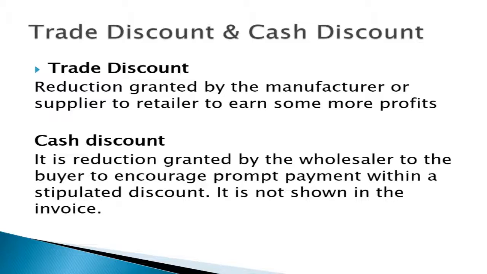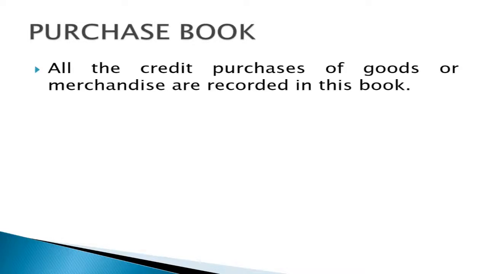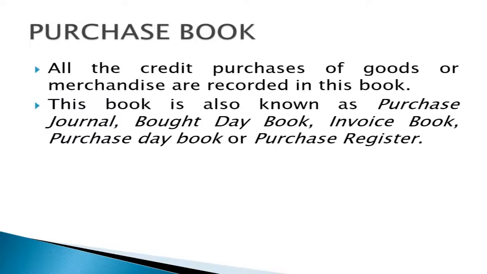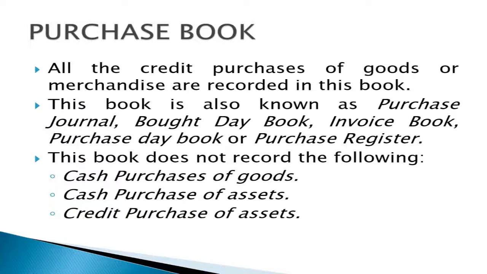The next type of subsidiary book is the purchase book. All the credit purchases of goods or merchandise are recorded in this book. It is maintained for credit purchase transactions only. It is also known as purchase journal, bought day book, invoice book, purchase day book, or purchase register. This book does not record cash purchases of goods, cash purchase of assets, or credit purchase of assets.